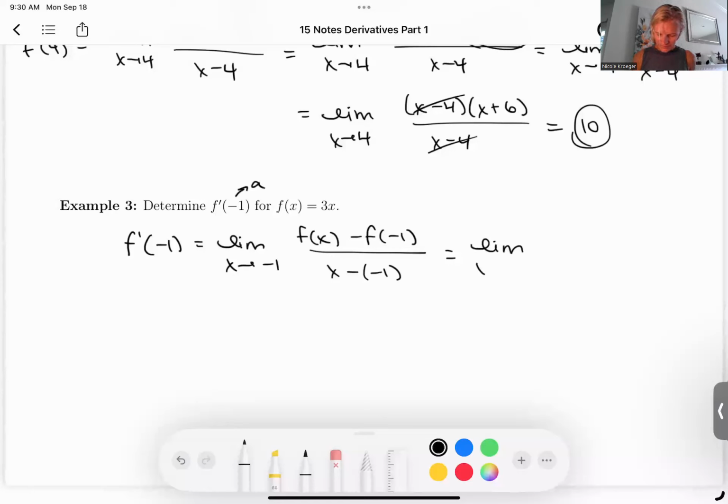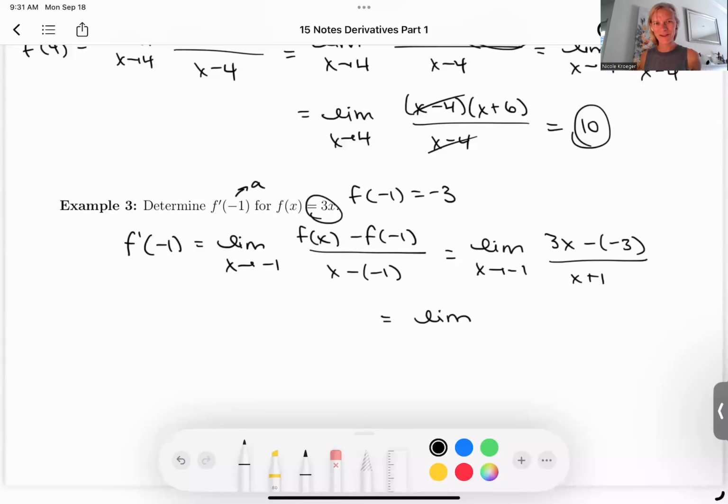So we get a limit as x approaches negative 1. My function is 3x. f of negative 1 will be negative 3. So I'm going to have 3x minus negative 3 over x plus 1. So once again, if I plug negative 1 in here, I get 0 over 0. So I have to simplify. So I get a limit as x approaches negative 1 of 3x plus 3 over x plus 1. Well, we can pull a 3 out of 3x plus 3. So we're left with 3 times x plus 1 over x plus 1. These cancel out. We're just left with 3. We don't have anywhere to plug the x in, so our answer is just 3.